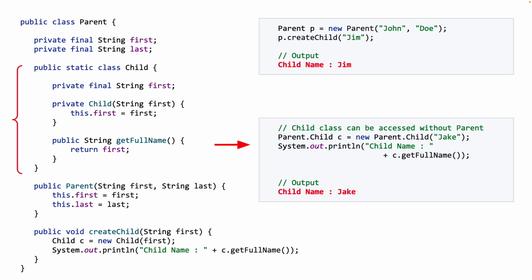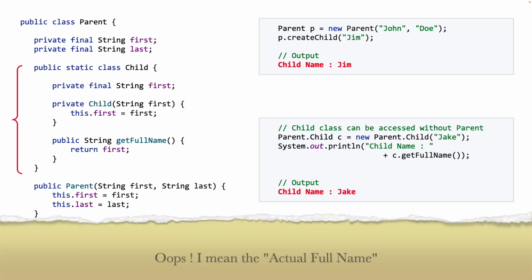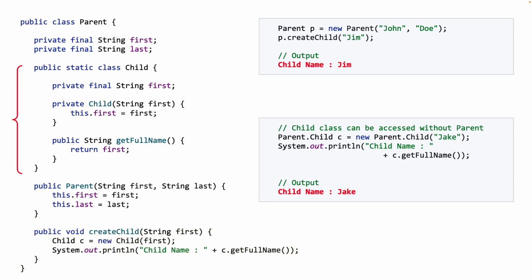Now, because the child class is static, we should be able to create the child directly. Now, what's the output of this? It prints the output of Jake. Now, what if I want to print the actual first name? For this, the child object would need to access the last member variable from the parent object. But with this approach, where we mark the nested class as static, I cannot access the last name of the parent because the child does not know about the parent's existence.